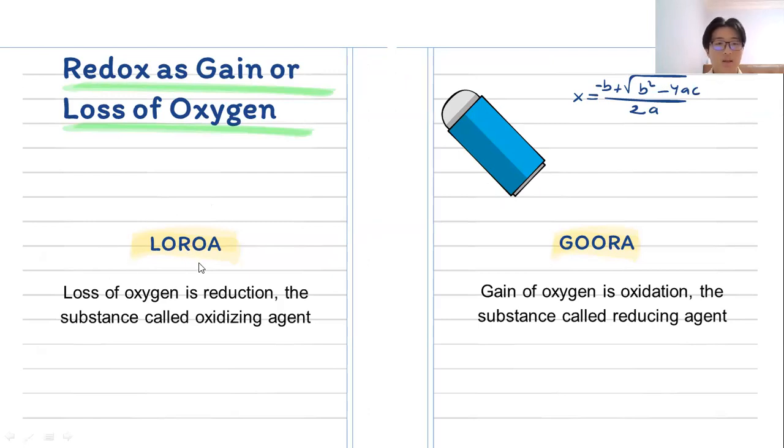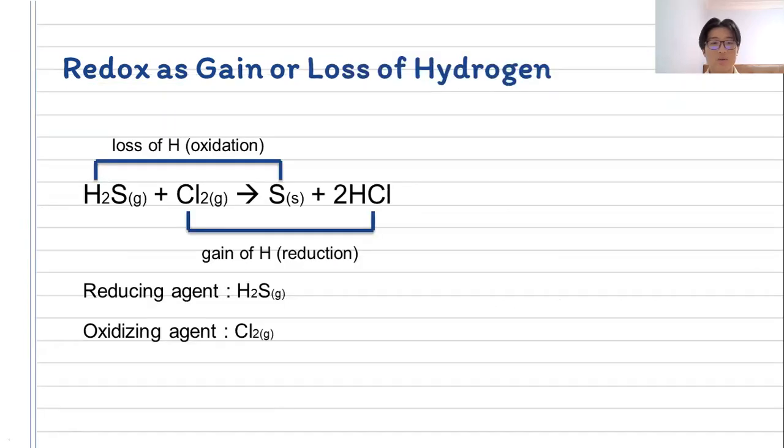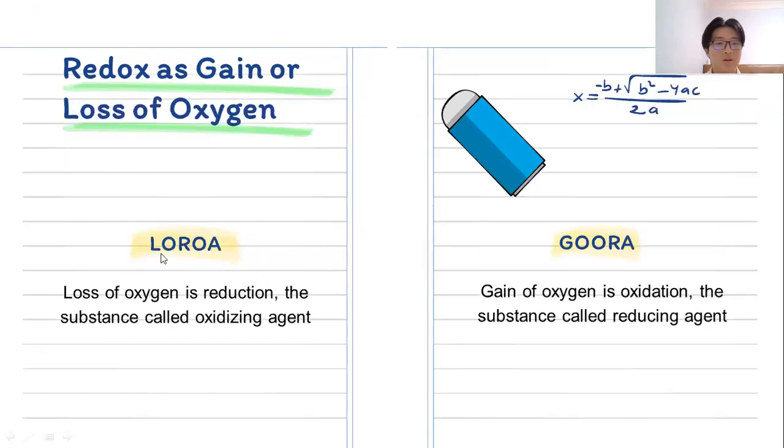Now, this is the same as the first acronym, LORA and GROA, but this time it is loss of oxygen is reduction. The substance is called the oxidizing agent. It is the same, but the difference is just oxygen. Just now it was hydrogen, and now it is oxygen. So gain of oxygen is oxidation. The substance is called the reducing agent.